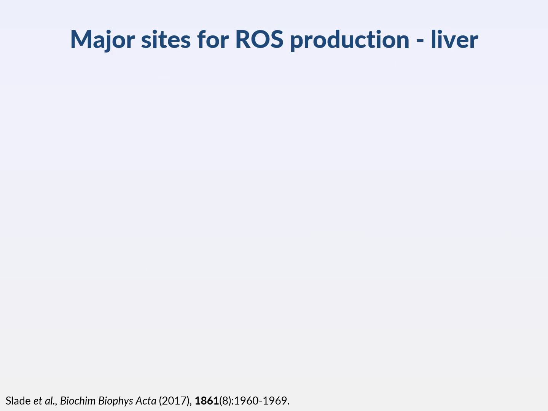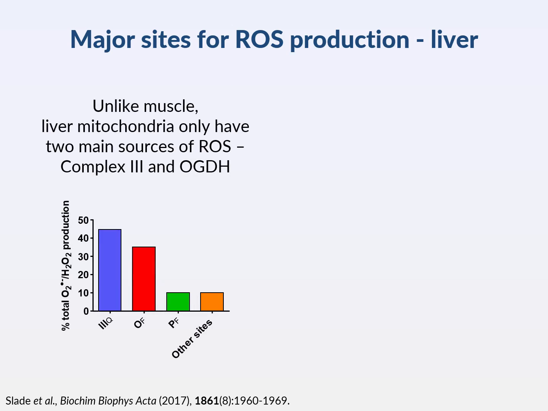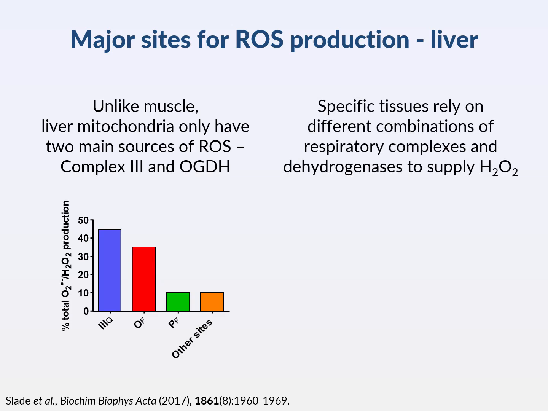Using similar methods and different inhibitor substrate combinations, our group has demonstrated that liver mitochondria use different combinations of enzymes as high capacity sites for superoxide and hydrogen peroxide production. For example, in contrast to muscle, we have found that liver exclusively uses 2-oxyglutarate dehydrogenase and complex 3 as the main sources for reactive oxygen species. Pyruvate dehydrogenase makes up a small fraction, as well as other sites. In addition, our group is currently investigating the ROS release profiles of other tissues.